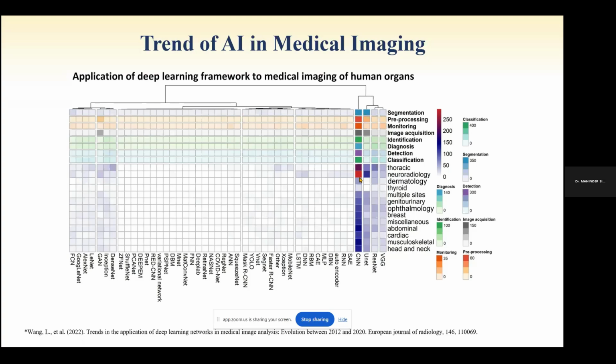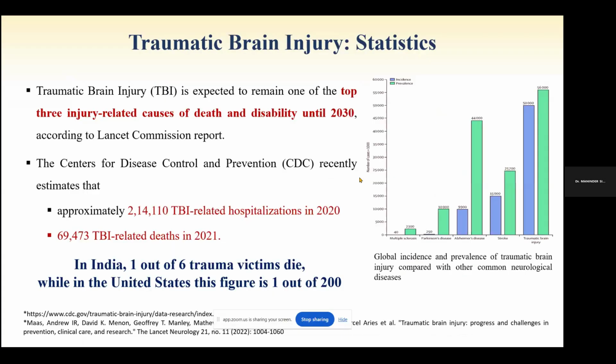When I move to trauma itself: in neurology there are a lot of parts, but trauma is the common part I am discussing in this session. Among the various neurological diseases, there are some statistics. In the graph you can see multiple sclerosis, which can be a traumatic condition, and Parkinson's disease. Alzheimer's as well, and people are working on stroke and brain injury.